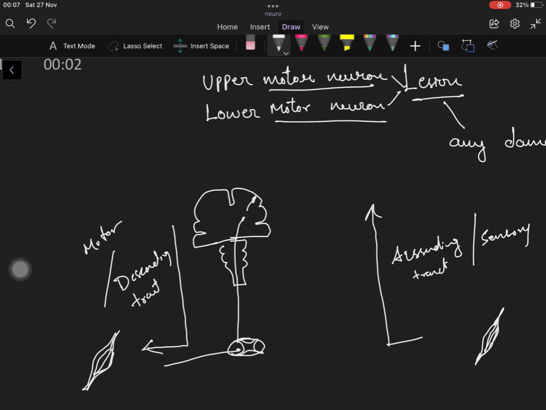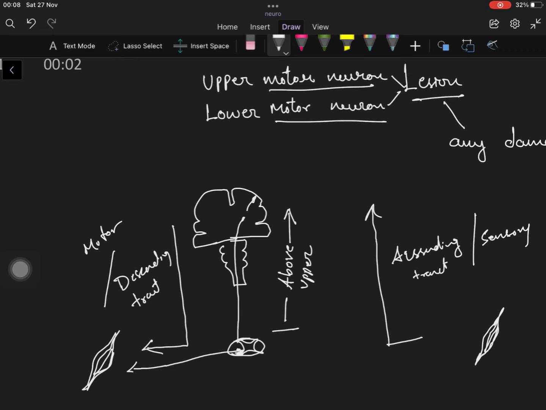What do upper and lower mean? Where does upper start from, and from where do we consider it as upper? Let me tell you, any lesion that is above the anterior horn is called an upper motor neuron lesion. So that's the reference point. Why the anterior horn? Because that's the place where motor neurons are located in the spinal cord.